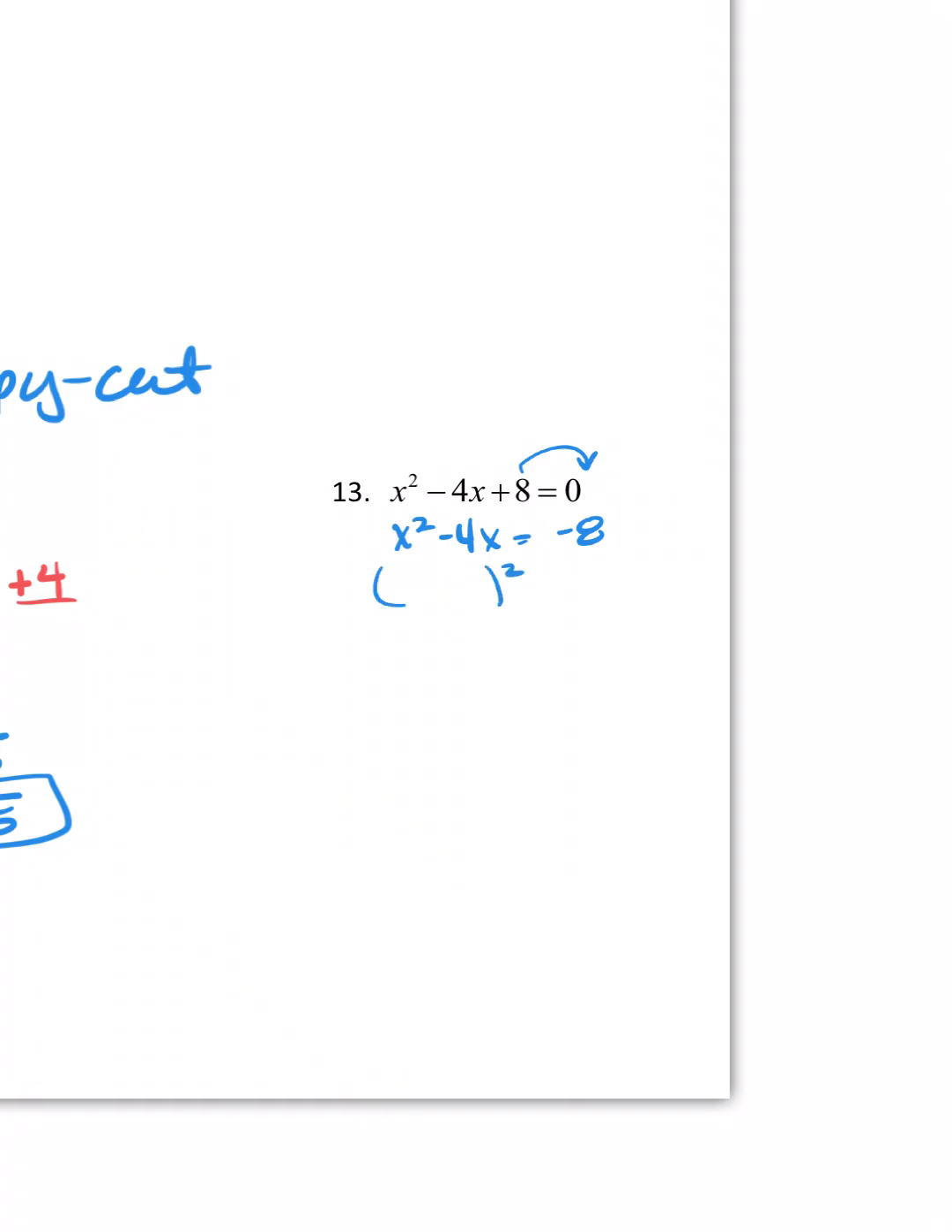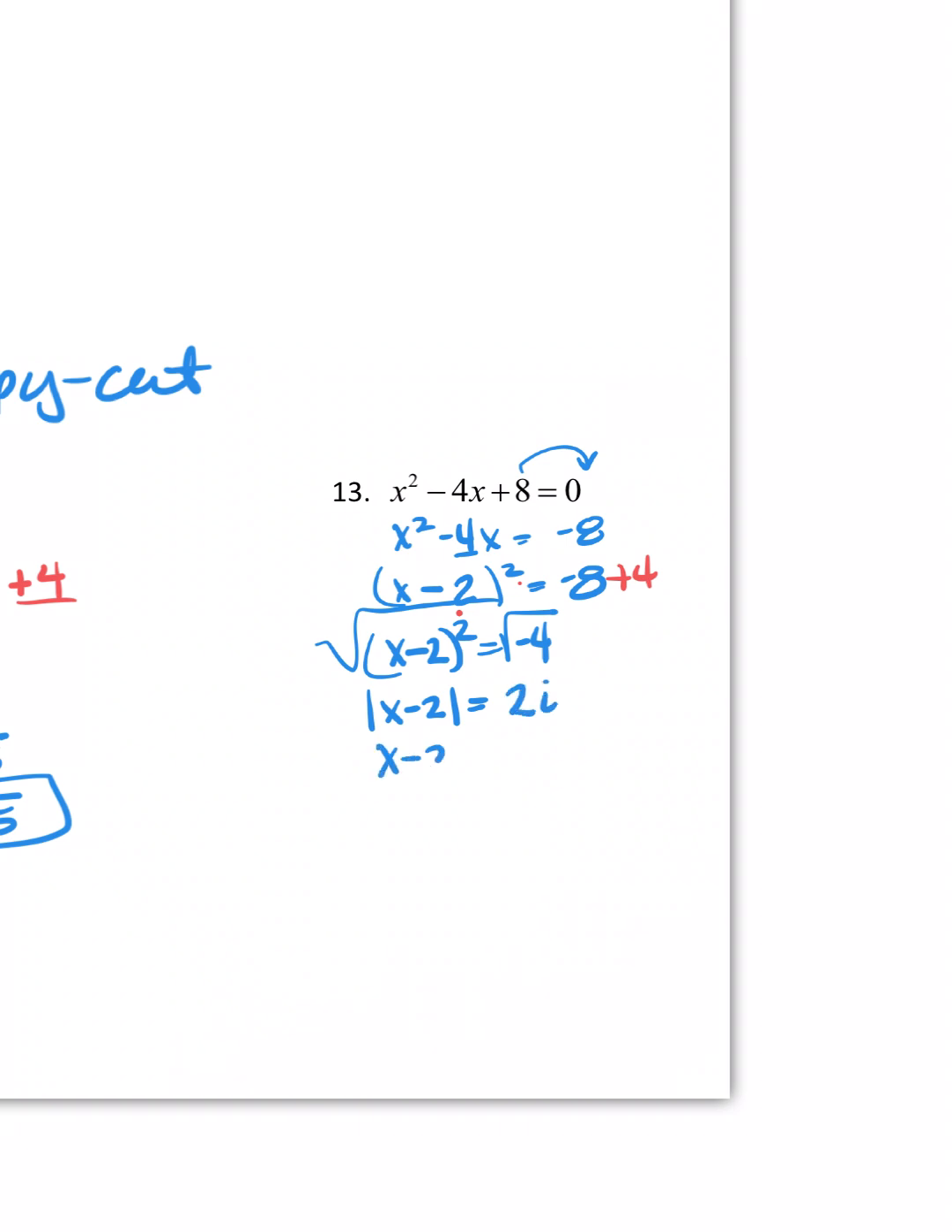So let's do copy, copy, cut this in half. And what do I need to add? Well, negative 2 squared is positive 4, so I'll do a plus 4. So I'll have (x minus 2) squared equals negative 4. Square root both sides. Absolute value of x minus 2 equals, now what is the square root of negative 4? Well, it's 2i.